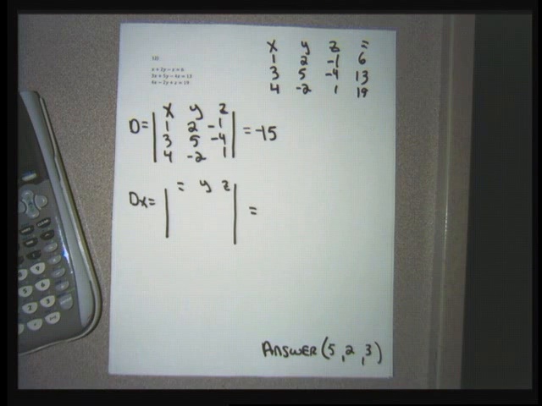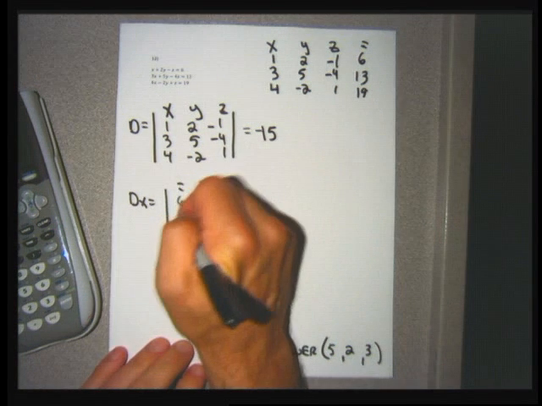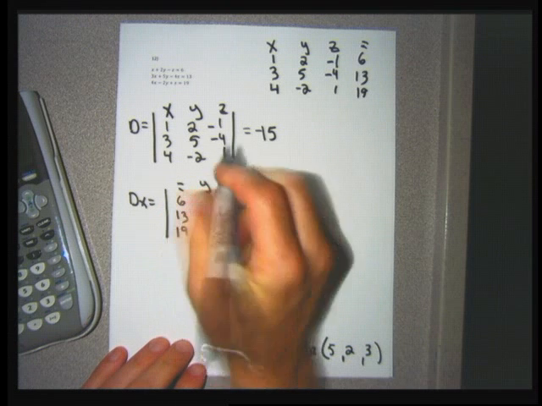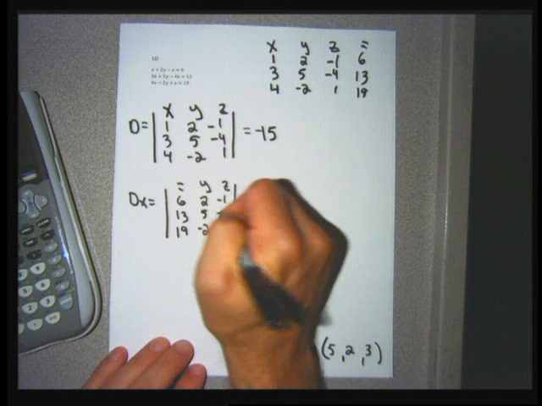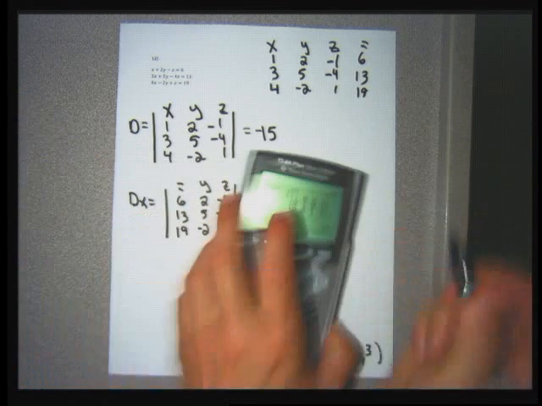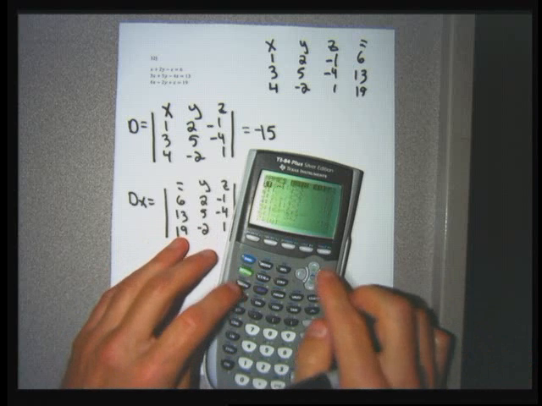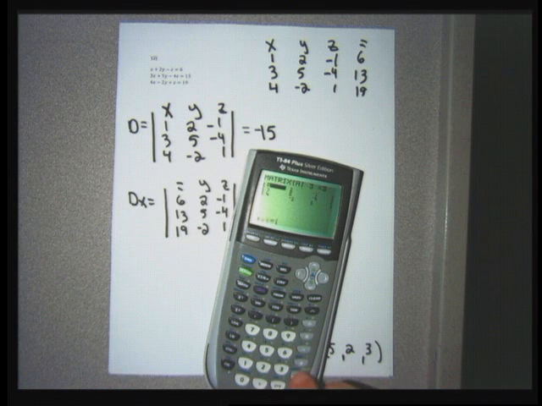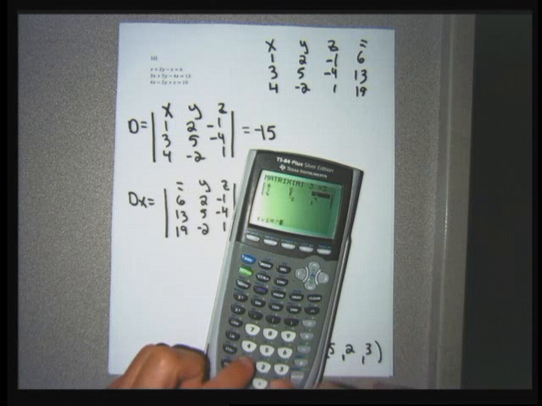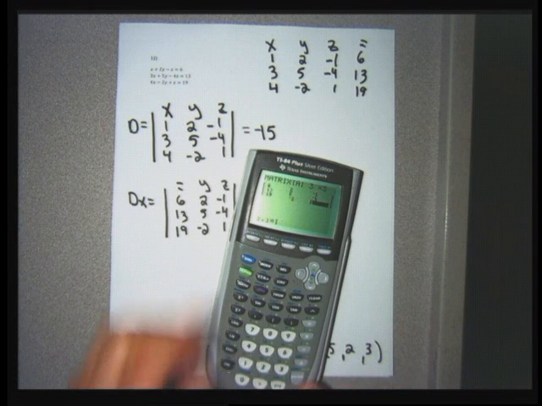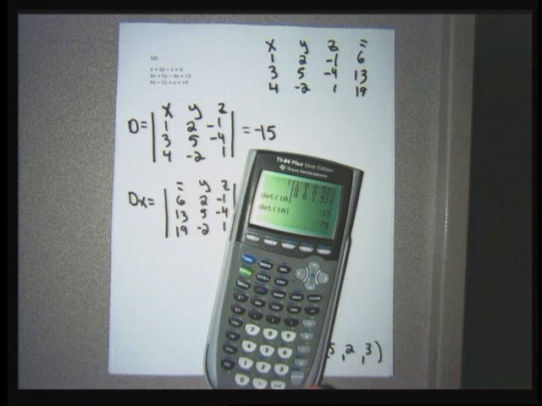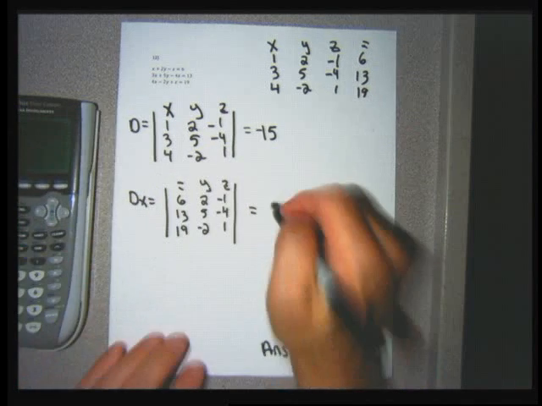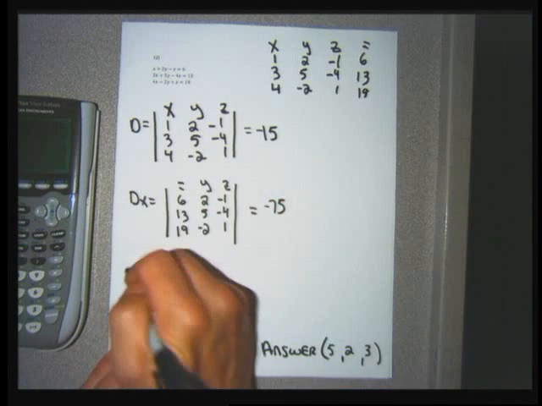Now the D sub x: the x column changes to the equals column, 6, 13, and 19. The y column stays, the 2, 5, negative 2. The z column is the negative 1, negative 4, and 1 still. Enter this on my calculator, second matrix edit. It's another 3 by 3 matrix: 6, 2, negative 1, 13, 5, negative 4, 19, negative 2, 1. Second quit, second, enter, enter. D sub x is negative 75.